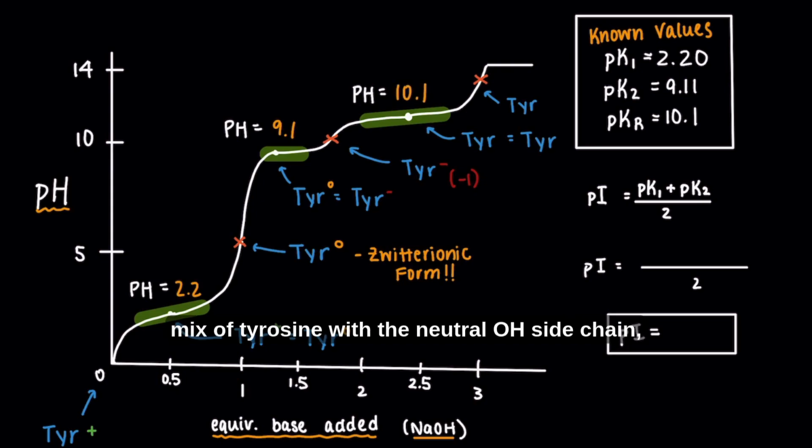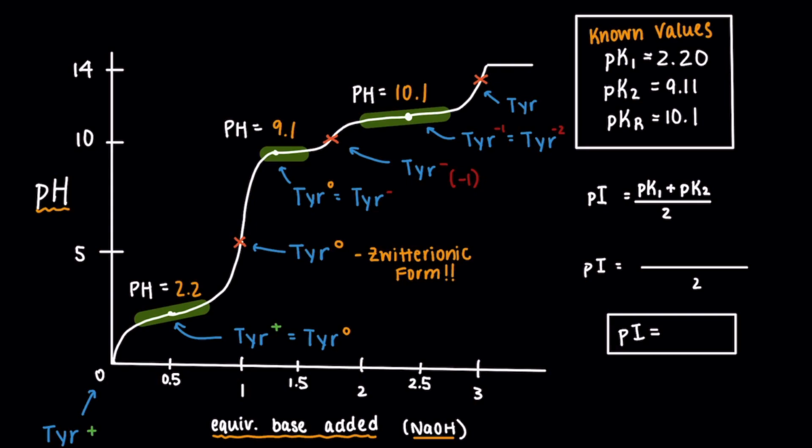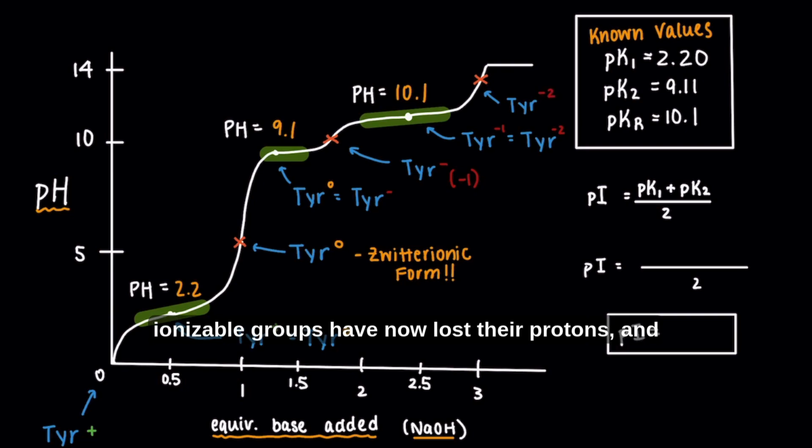Around this point, there is a mix of tyrosine with the neutral OH side chain and those that have lost the proton to become O-. Finally, at 3.0 equivalents, the side chain is fully deprotonated. All ionizable groups have now lost their protons, and tyrosine exists in its fully deprotonated state, tyrosine -2, which has a net charge of -2.